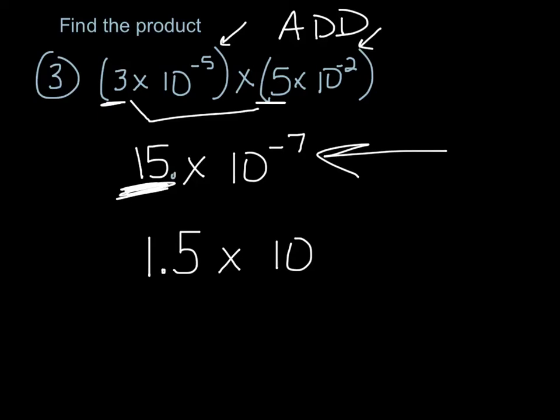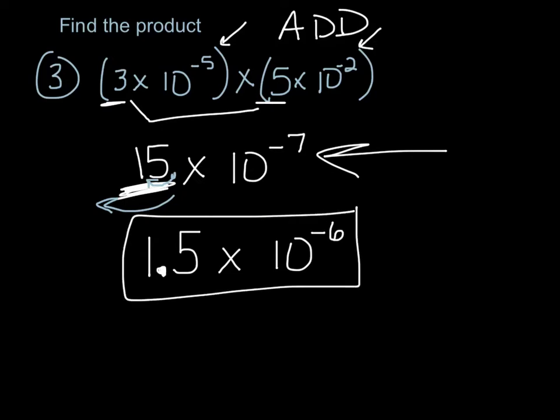My decimal was right here. Remember, negative 7 would go this way. I already moved it one space back to get the 1.5. So because I already moved it one space, I only have 6 more to go, so it would be 10 to the negative 6. So your answer would be 1.5 times 10 to the negative 6.